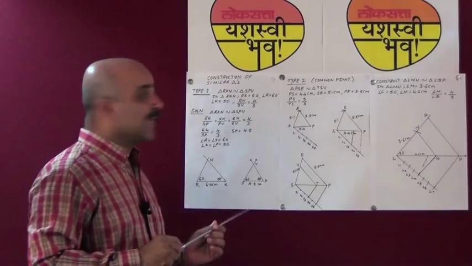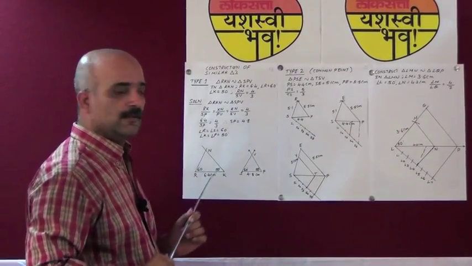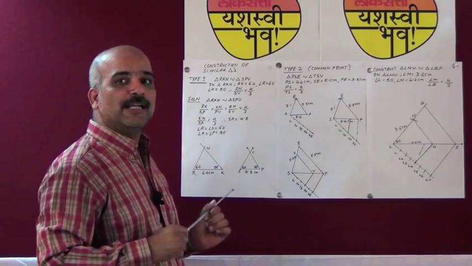Let us see construction of similar triangles. Now this type of questions normally comes for 4 marks.